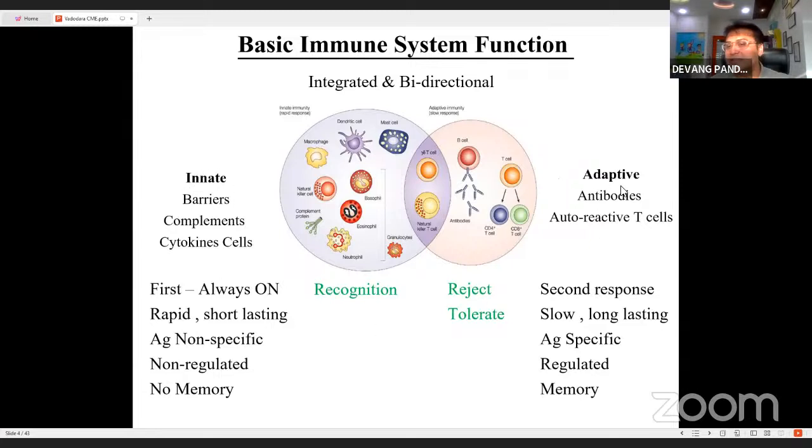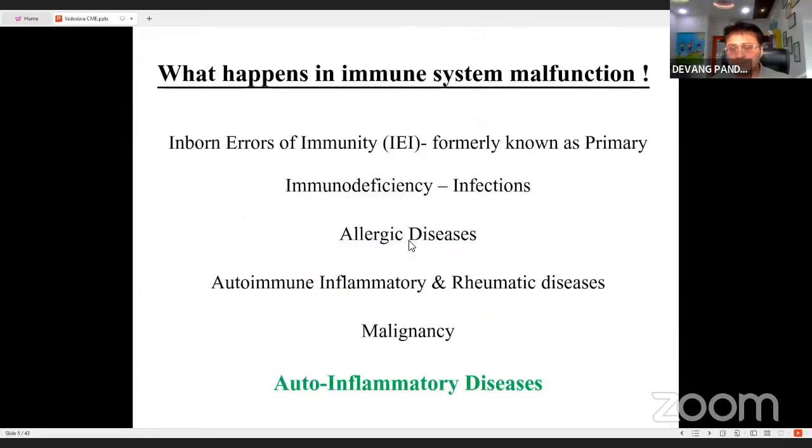The adaptive immune system has very little role early in the disease presentation. Now, generally, what happens if our immune system is not working properly? There are six types of phenotypes which can happen. One is inborn errors of immunity, which was earlier known as primary immunodeficiencies. So we know some severe infections, unusual infections, and recurrent infections.